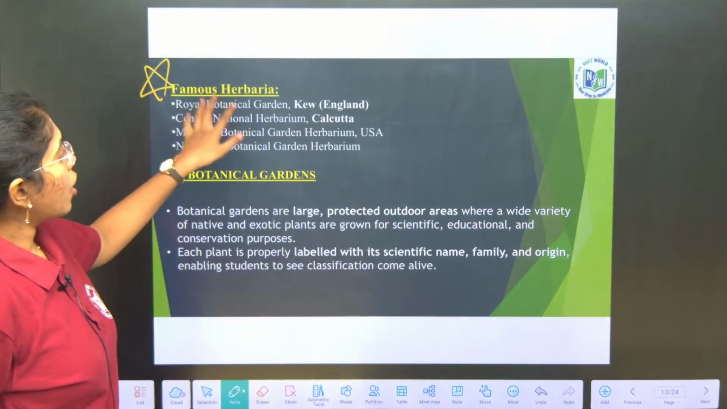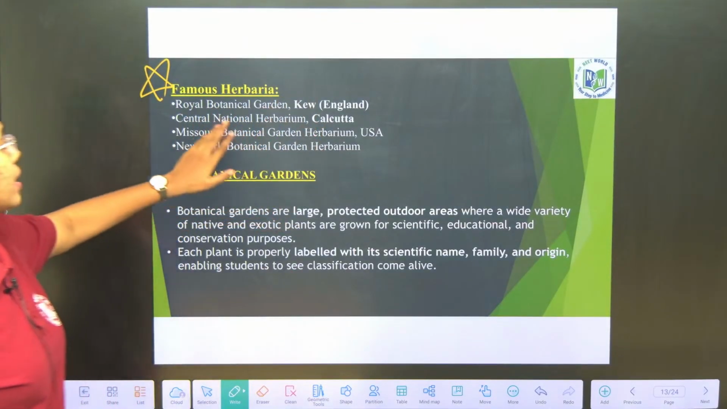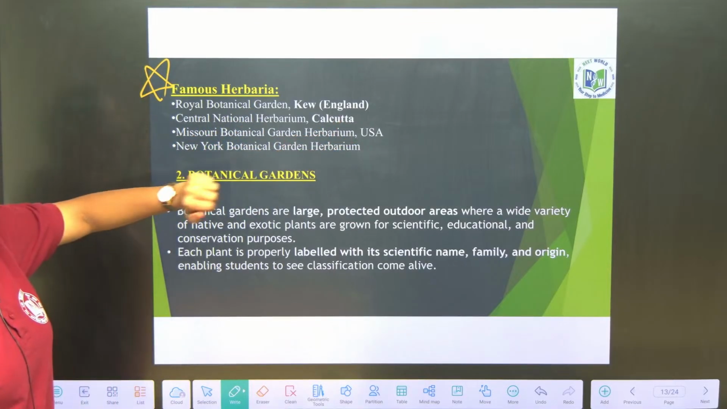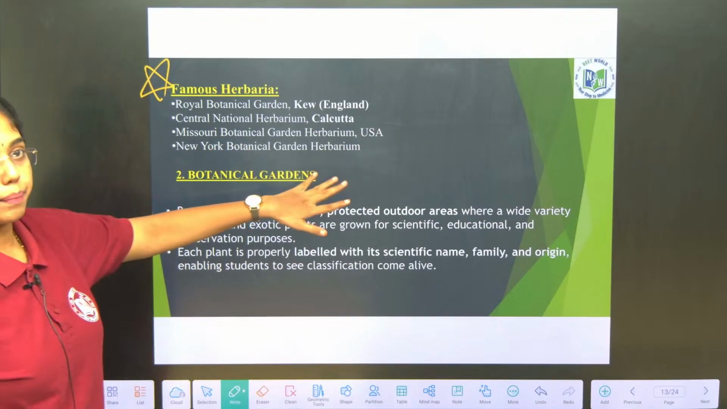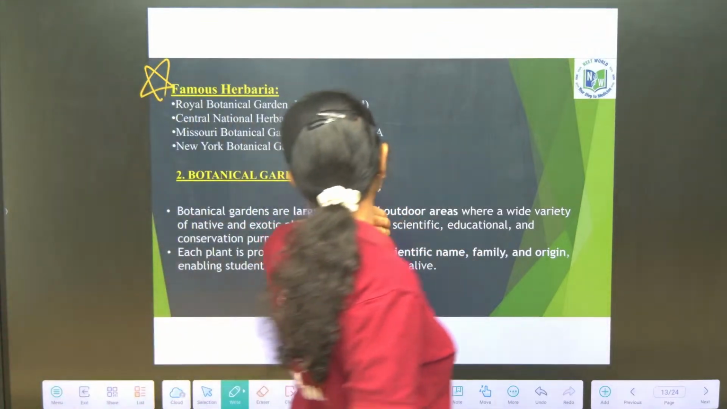First is the Royal Botanical Garden in Kew, England, and then the Central National Herbarium in Calcutta, the Missouri Botanical Garden Herbarium in USA, and the New York Botanical Garden Herbarium. Okay. So, these are the famous herbaria; we have to keep them in our mind.